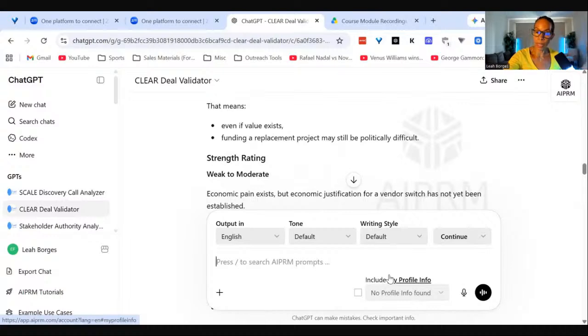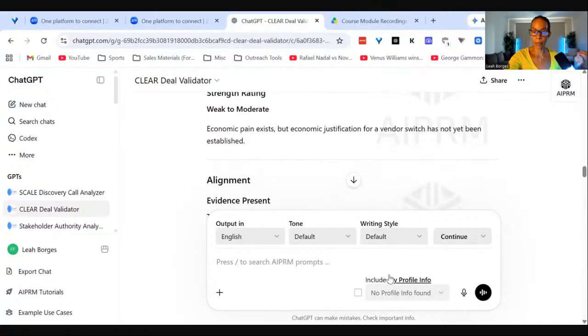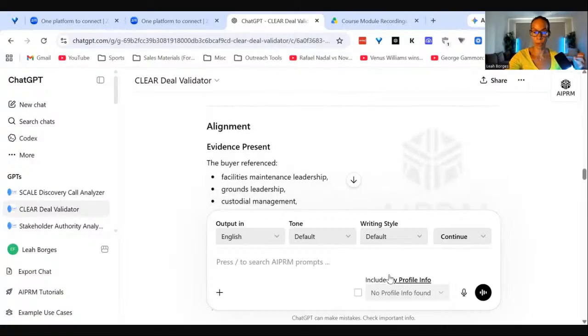Even if value exists, funding a replacement may be politically difficult, right? So now we're talking about all the politics involved. We're talking about competing priorities, maybe having to sell this internally to other people or maybe even a committee, right? So this is all valuable information. Strength rating, weak to moderate, economic pain exists. Economic justification has not yet been established, okay?